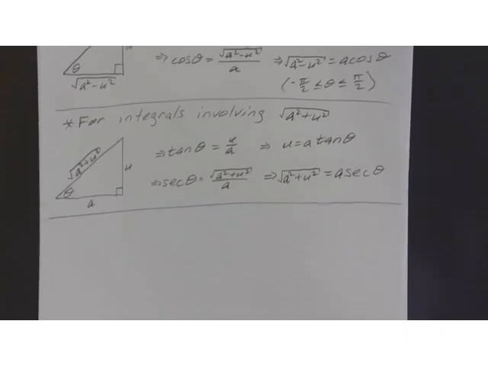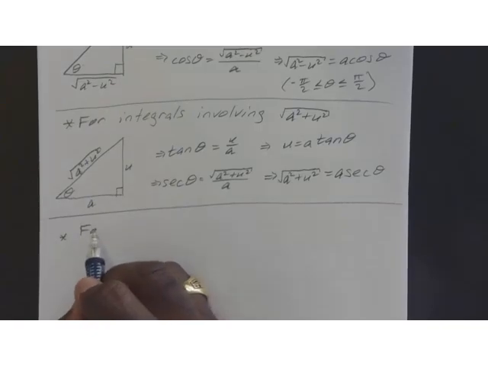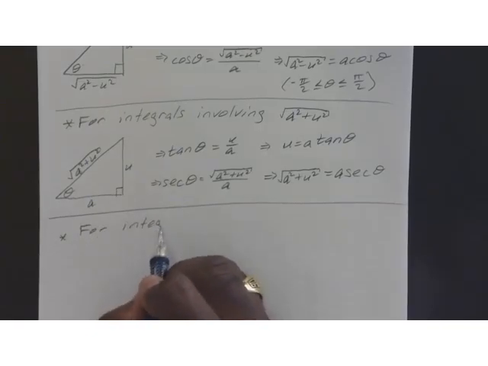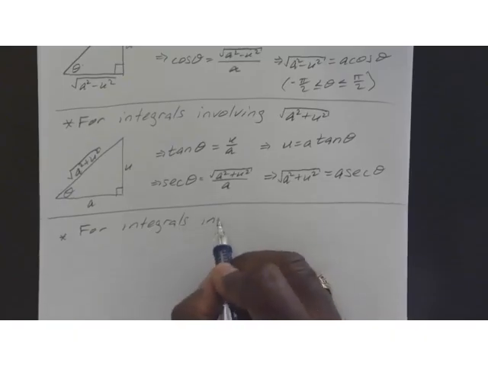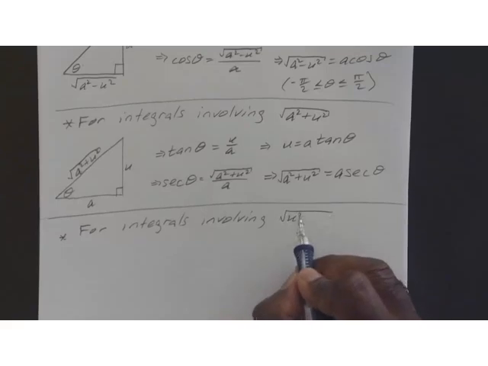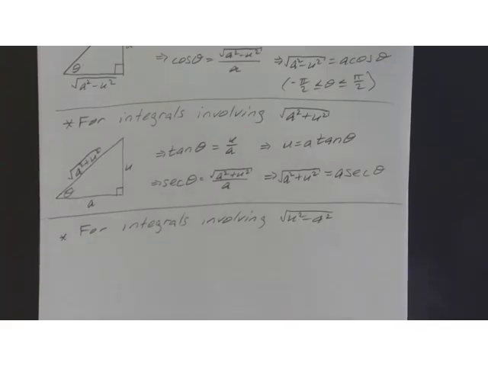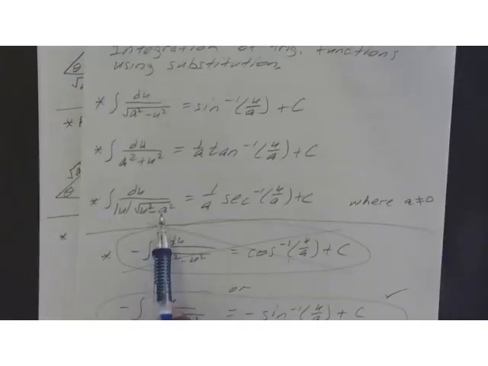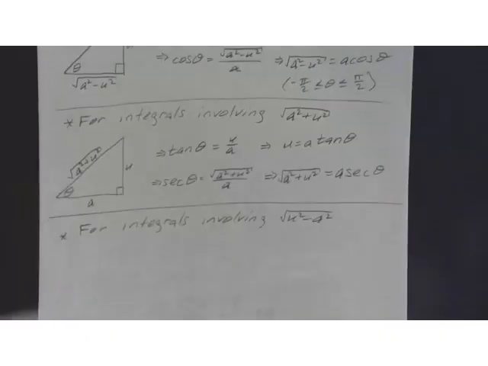And if we have integrals involving the square root of u squared minus a squared. Okay, so again, we have a square root of u squared minus a squared, but it's also attached to that absolute value of u. So that won't always fit.